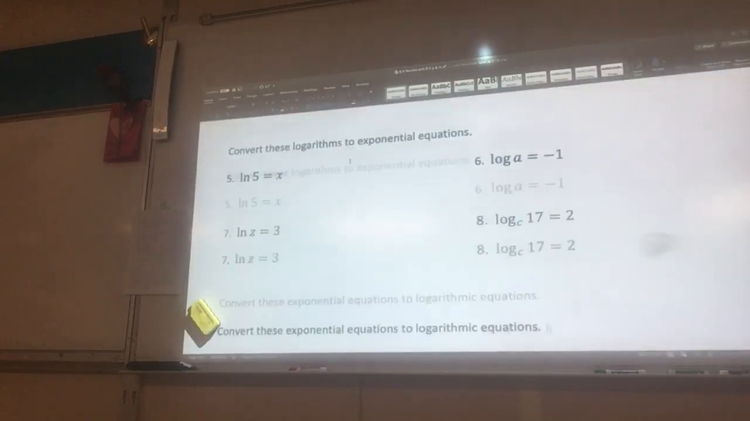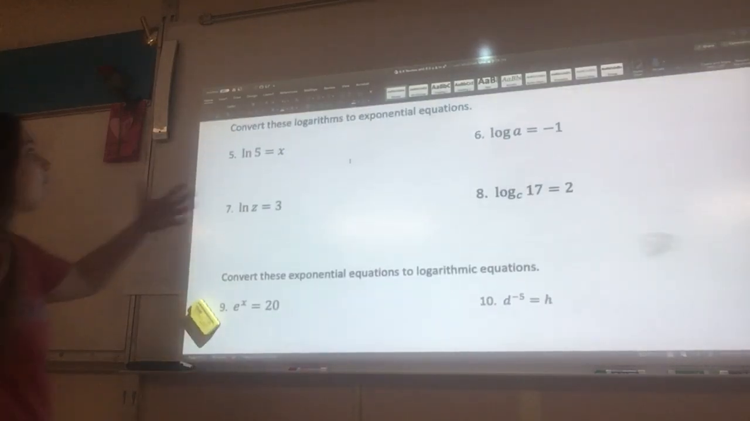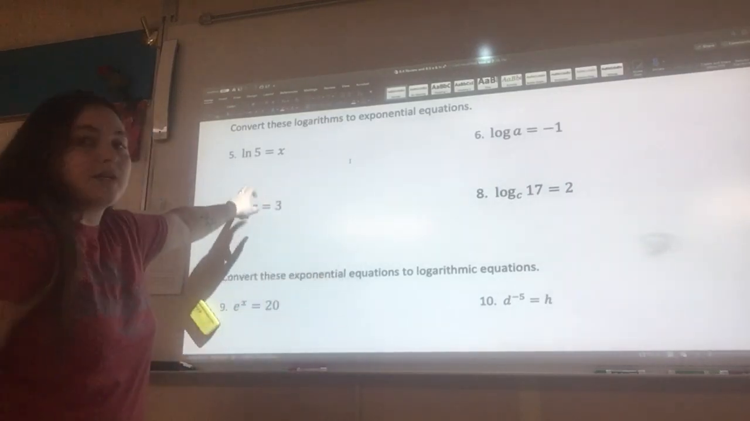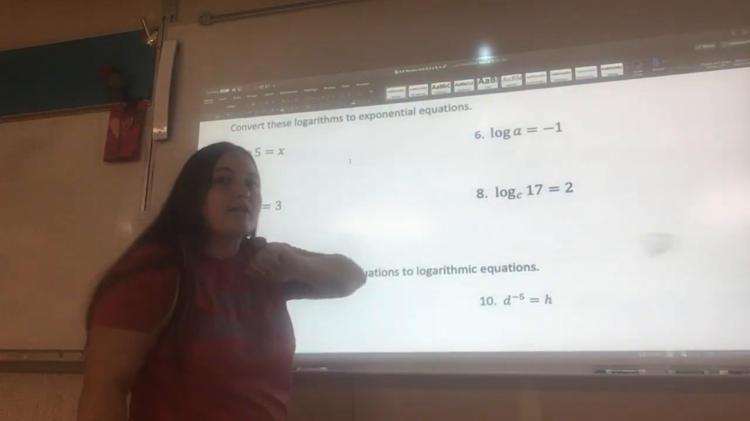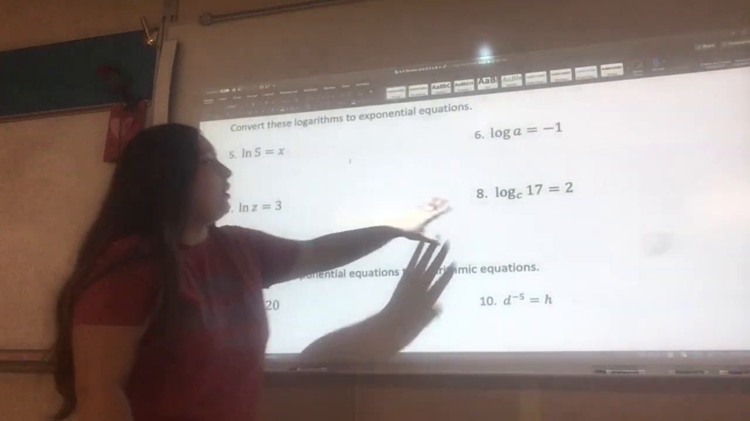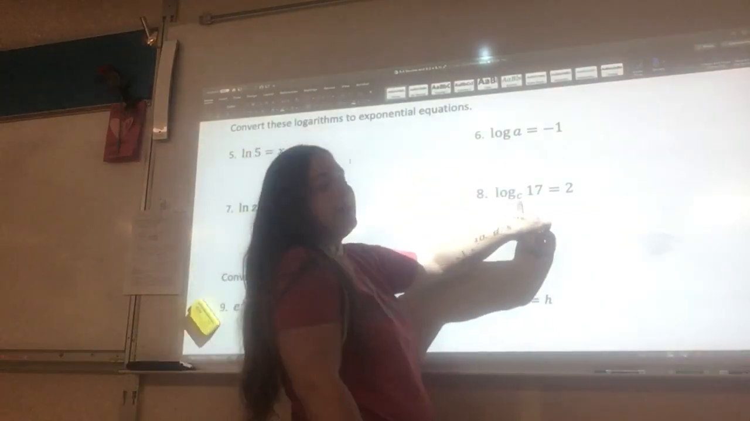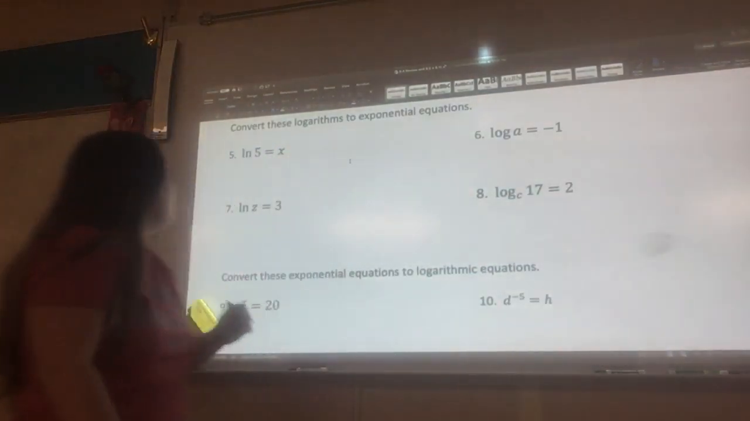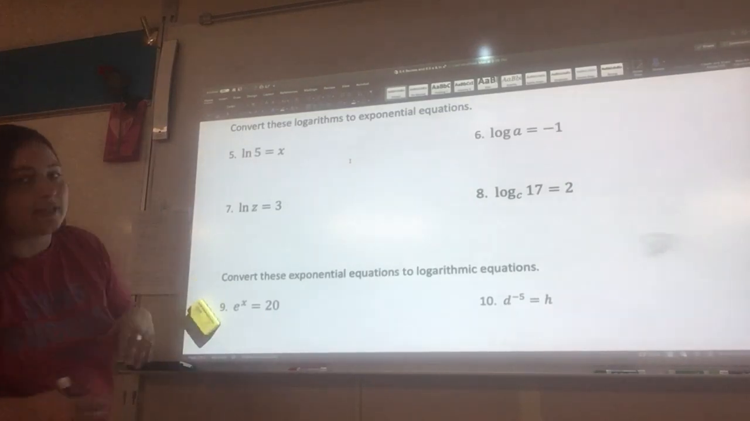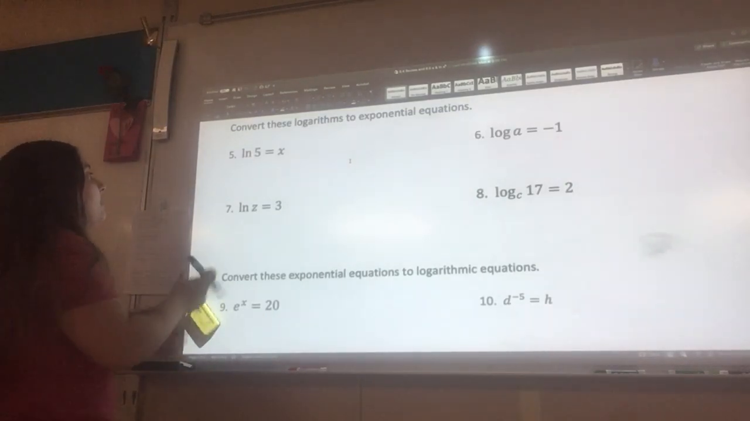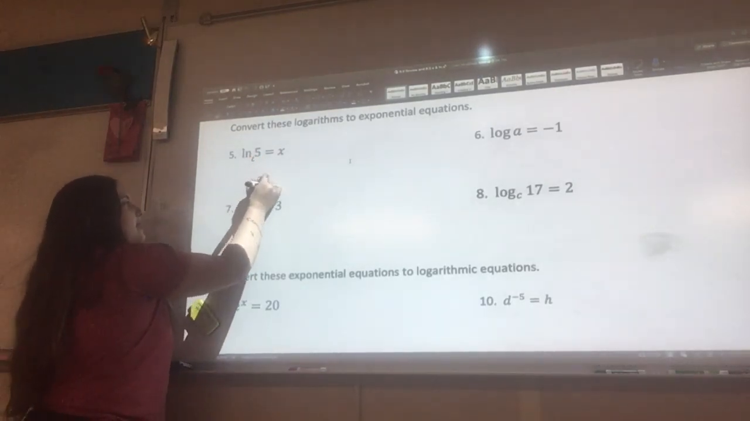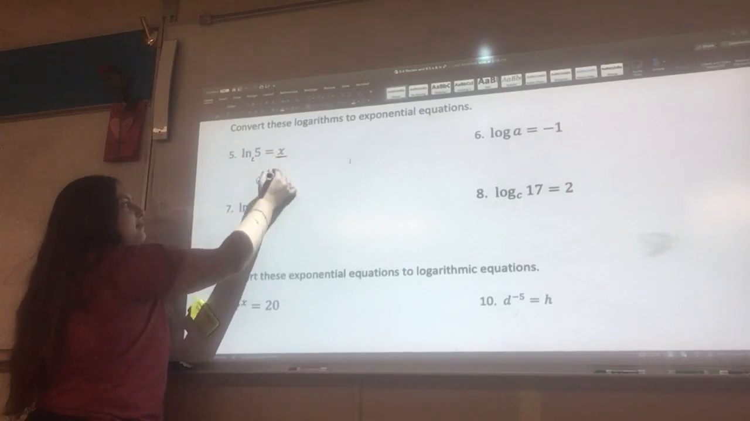All right, almost done. So we now need to use converting logarithms to exponential equations. Sometimes you're going to get an ln, sometimes you're going to get a log. Understand that ln always has a base of e, and logs could have a base of 10 or any other number under the sun. So if we look at number 5, we want to convert this to exponential. So understanding that this has a base e, we need to say base e of x equals 5.